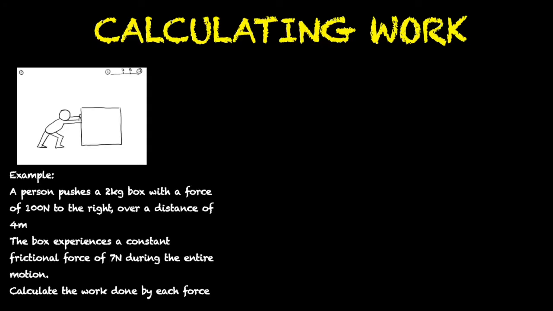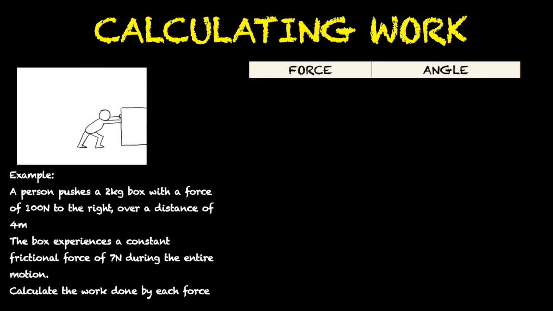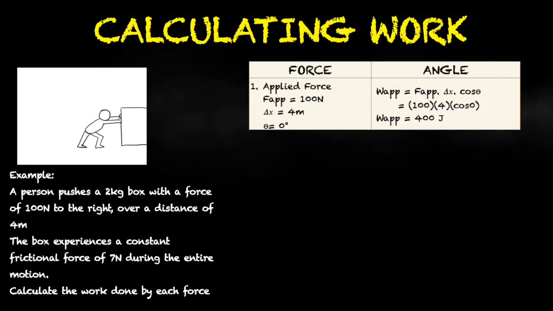And now for our example. In this example here, it says a person pushes a 2 kilogram block with a force of 100 newtons to the right over a distance of 4 meters. The box experiences a constant frictional force of 7 newtons during the entire motion. Calculate the work done by each force. So just like how we had the previous example, we're going to use a similar format to actually answer these questions. Now we're just putting numbers to this equation.